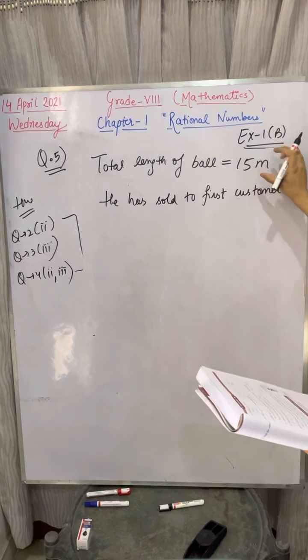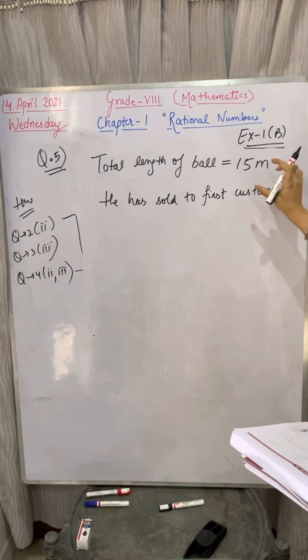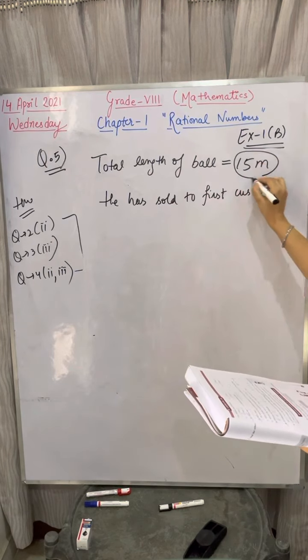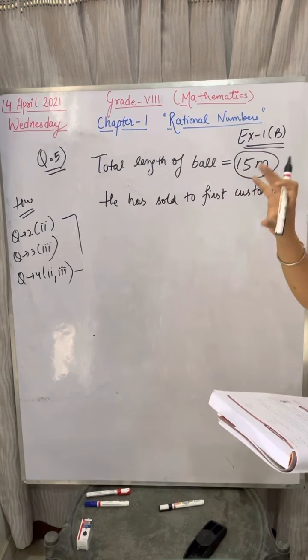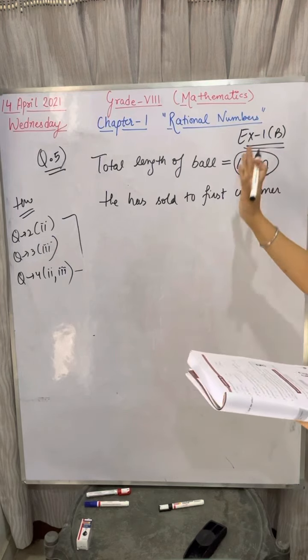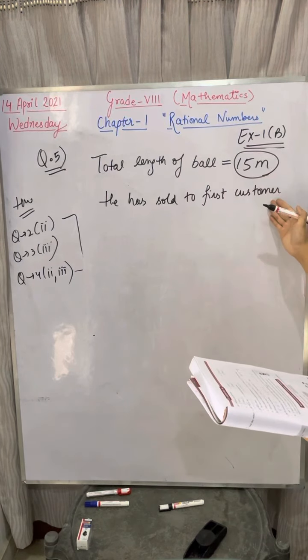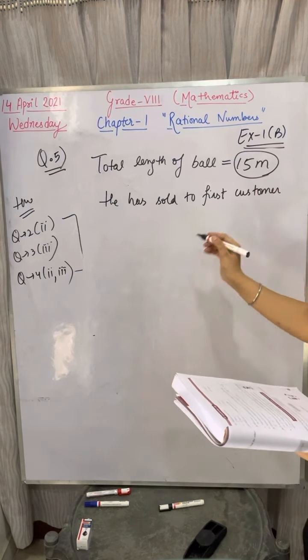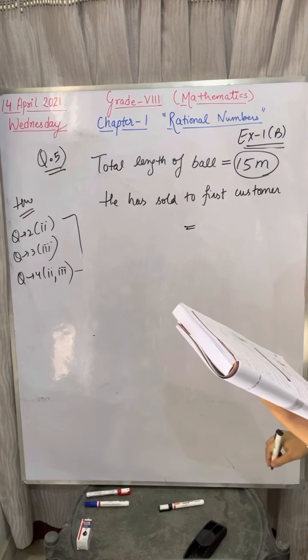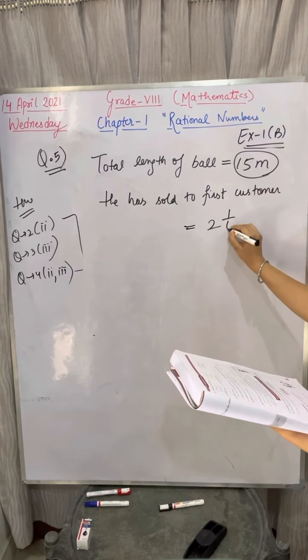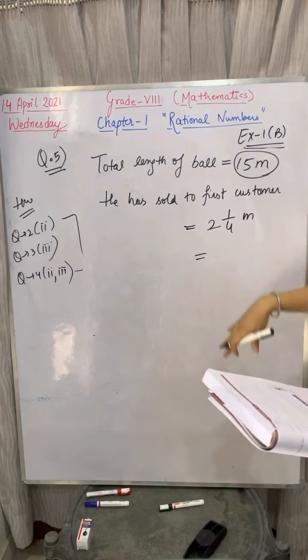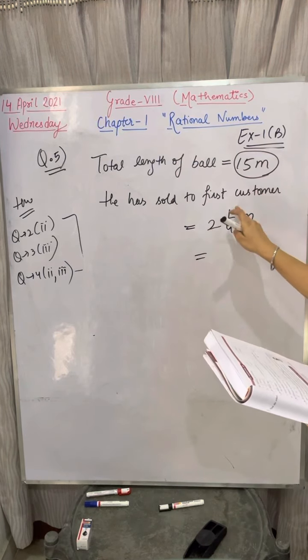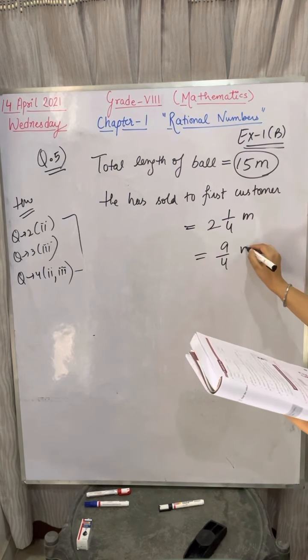This is the total length of the ball of string. Okay, a shopkeeper is having it. He has cut the string, some he has sent to one customer and some he has sold to the second customer. How much has he sold to the first customer? 2 1/4 meter. Convert into the fraction. 4 2s are 8 plus 1, 9/4 meter.